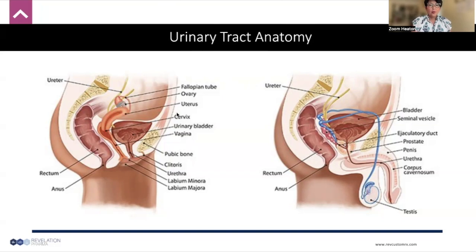The female urethra is significantly shorter than the male urethra. We're looking at measuring approximately 4 centimeters or 1.5 inches compared to about 20 centimeters or 8 inches in males. Of course, this allows bacteria easier access to the bladder. Bacteria from the external environment can more easily ascend the urethra and cause an infection in the bladder.